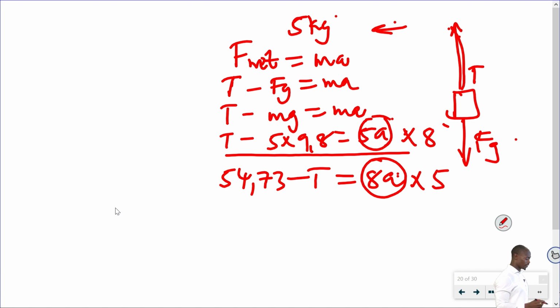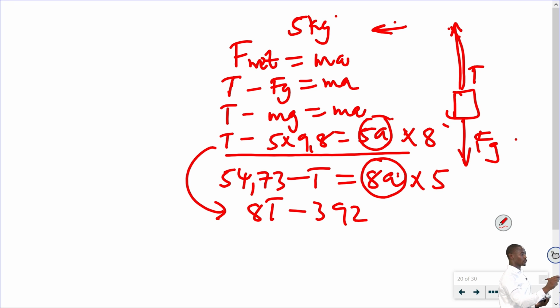Okay, and when I multiply, I'm not only multiplying 5a, but I'm multiplying everything in the equation. So for this equation, I'm going to have 8t minus, what is 5 times 9.8? It is 49. I'm multiplying that by 8 now. So it's 392. Equals to, what is 5 times 8? 40. So I'm having 40a.